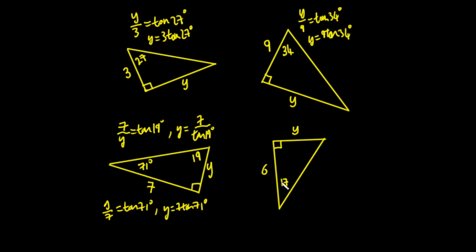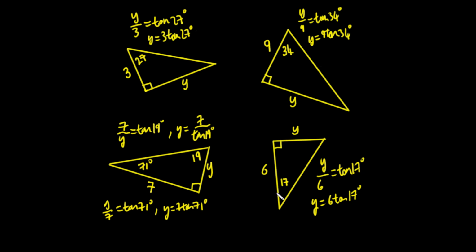Now in the final one here, we have the opposite, which is the y, and the adjacent, which is the 6. So we're going to have the opposite y divided by the adjacent 6, which is the tan of our angle 17 degrees. So we can rewrite this as y is equal to 6 tan 17 degrees. So if you type in 6 tan 17 degrees into your calculator, you'll get the value of y.